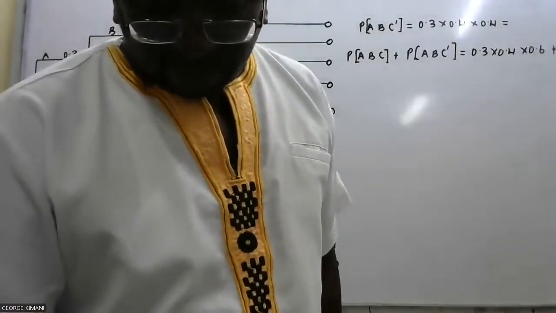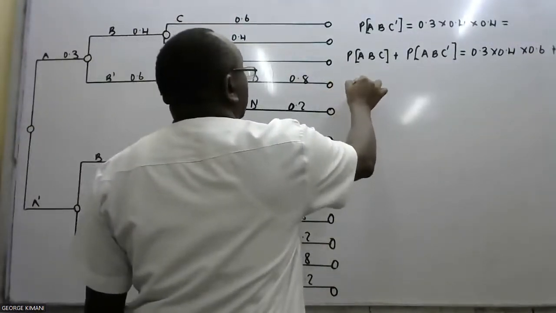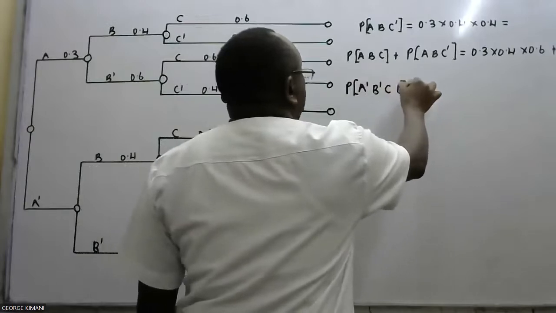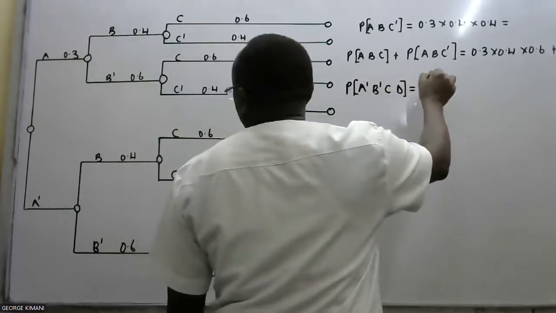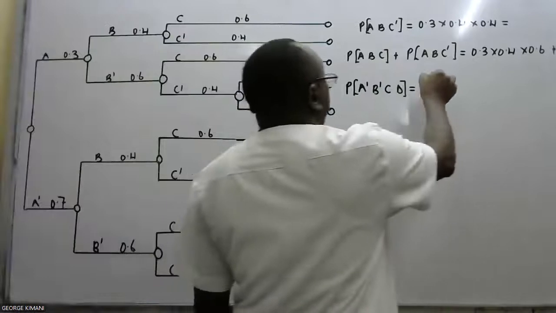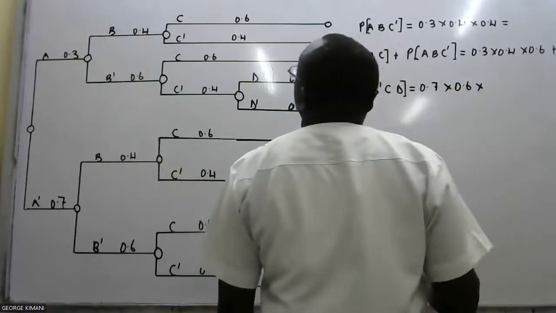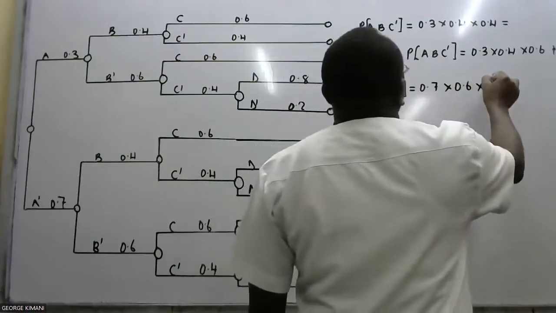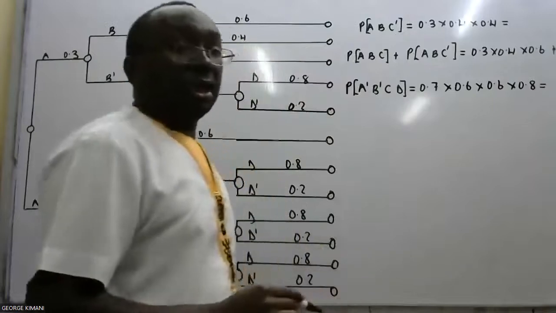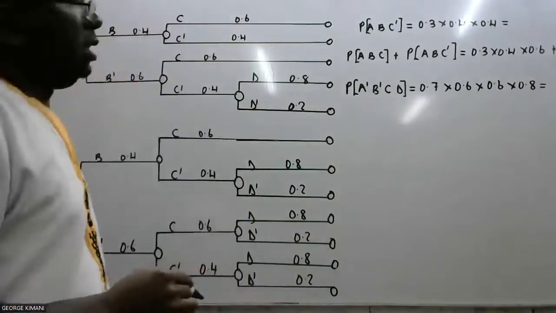Then C and D. The probability of getting C and D means you miss A, you miss B, but you get C and you get D. So missing A is 0.7. Missing B is 0.6. And getting C is 0.6 and D is 0.8. That is C and D.